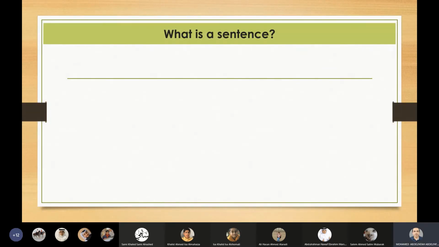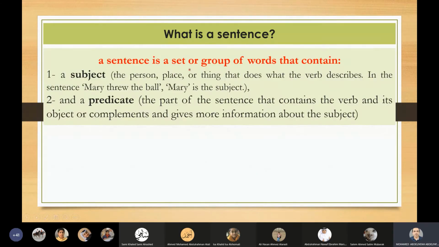Let's start with a question. What is a sentence? At the beginning and before we start to learn about the subordinate clause, let's start to identify and learn about the sentence. The question is, what is a sentence? A sentence is a set or group of words that contain a subject and a predicate.